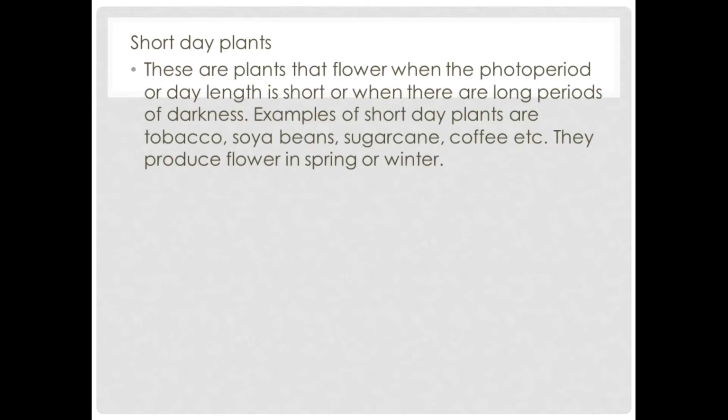Short day plants are plants that flower when the photoperiod or day length is short. That is when there are longer periods of darkness. Examples of short day plants are tobacco, soybeans, sugarcane, coffee, and they produce flowers in spring or in winter, and that is the time when the days are short and the nights are longer.